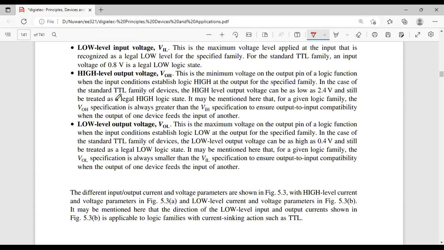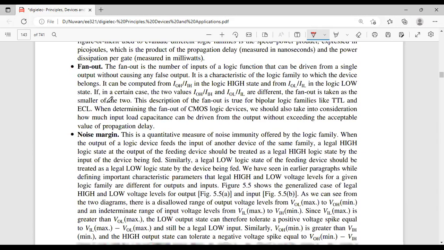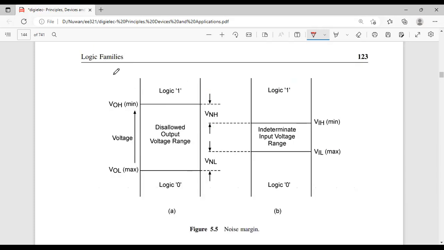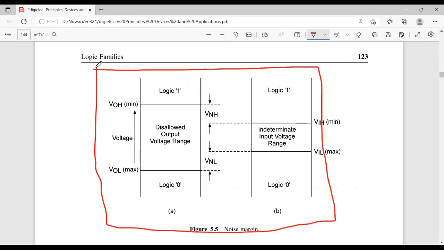There are many parameters. Also, you should be able to draw this kind of noise margin graph. I have explained it. Actually, for the noise margin you are using this output voltage at low level and output voltage at high level. That means this is the output voltage.